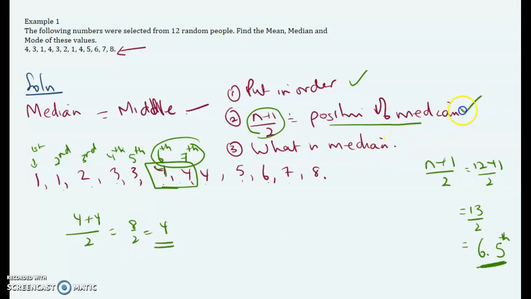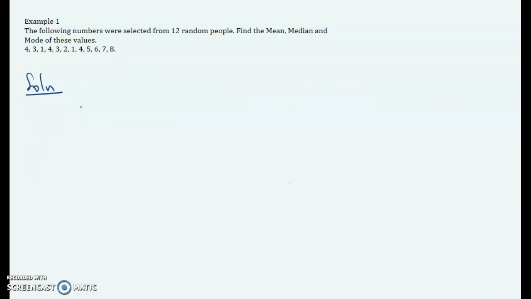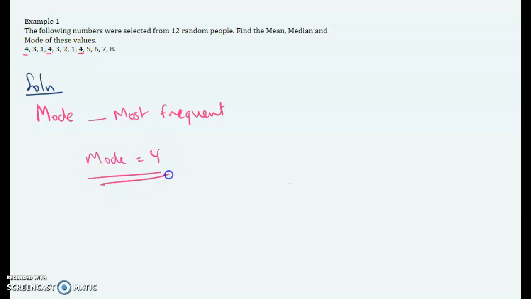So I've done this part and this part. Part of this question is to find the mode. Now what is mode, everyone? It's the most frequent. So that simply means I'm going to look through all of my values and see which one is there the most. So it looks to me as if 4 is there. How many times? 3 times. So my mode is 4 for this question.